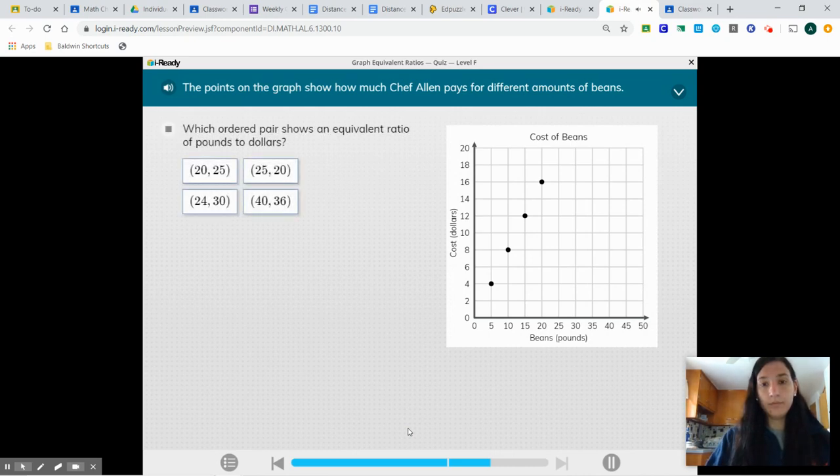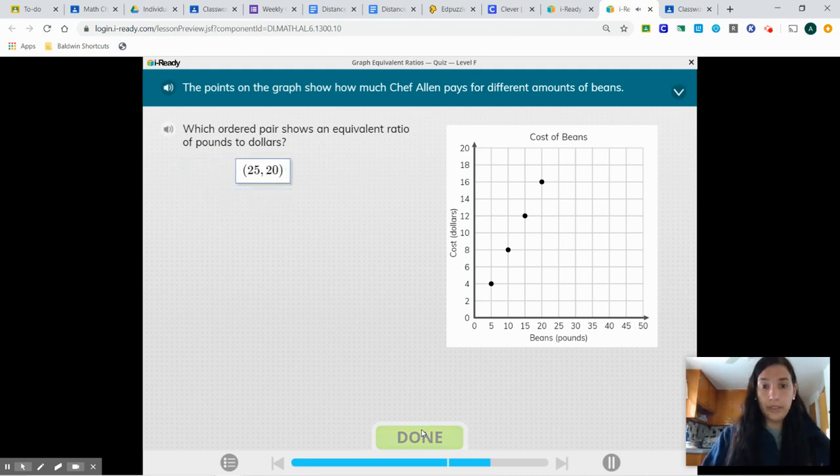Which ordered pair shows an equivalent ratio of pounds to dollars? So let's continue on our graph. We know that our beans has been increasing by 5, so from 20 to 25. And now our price has been going up by $4. So 16 up by 4 will give us 20. So our next ordered pair will be 25, 20. Make sure you select the right ordered pair because there are some tricky ones in there.